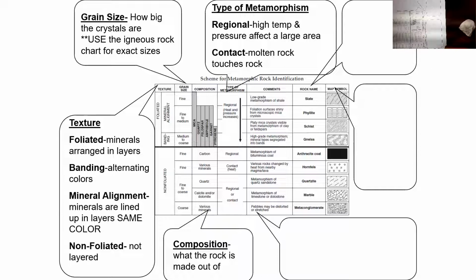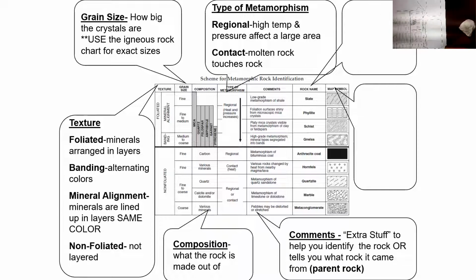Okay, it says this for some of them, not all of them. Slate, for example, is a metamorphism of shale. So the shale that you guys will skip stones with when you're down by the creek, if you give that a lot of heat and pressure, it'll change into slate. Some of them don't tell you what they used to be. But here, anthracite coal used to be bituminous coal. Quartzite used to be sandstone, marble used to be limestone.